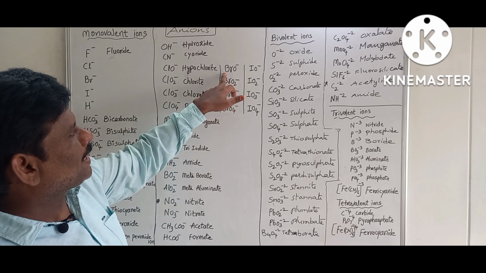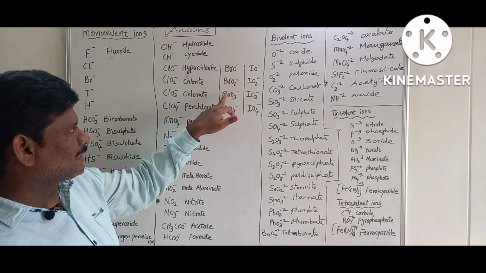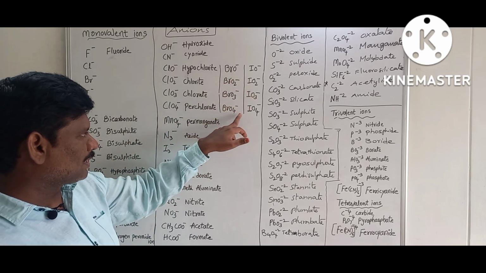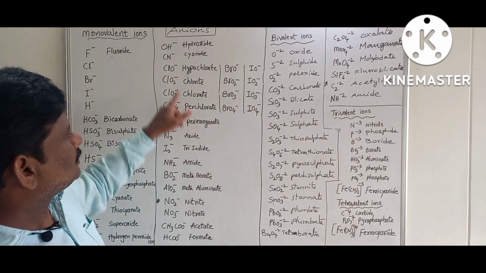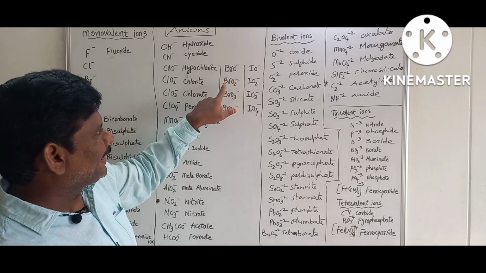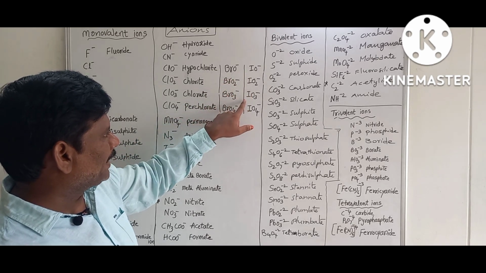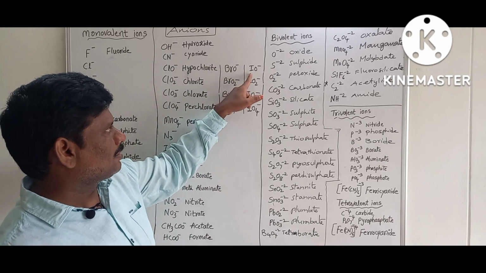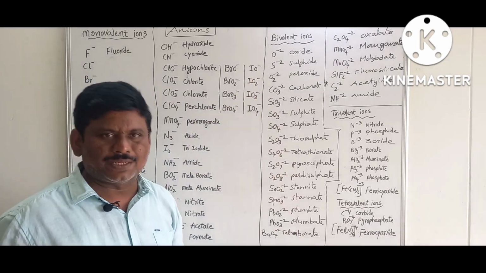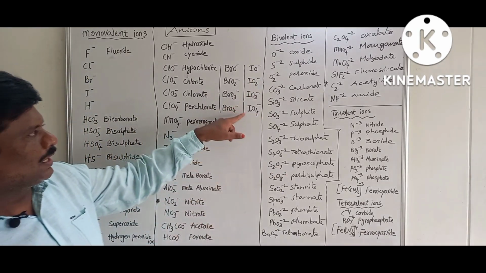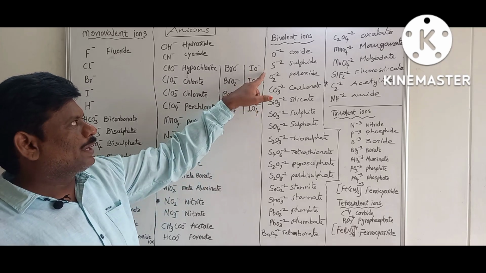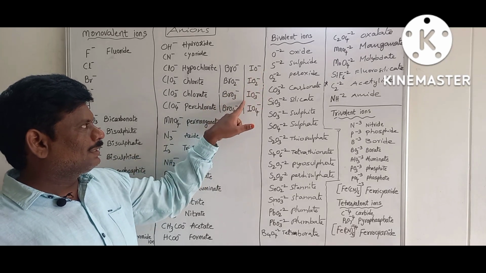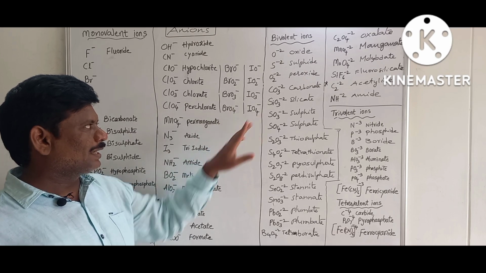Like this, BrO minus 1, BrO2 minus 1, BrO3 minus 1, BrO4 minus 1. Names are also same. Hypobromite, bromite, bromate, perbromate. Like this, IO minus 1, IO2 minus 1, IO3 minus 1, IO4 minus 1. Name of these ions, hypoiodite ion, iodite ion, iodate ion, periodate ion.